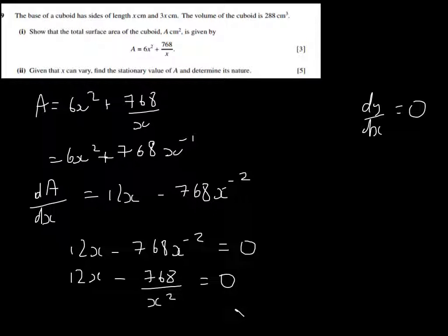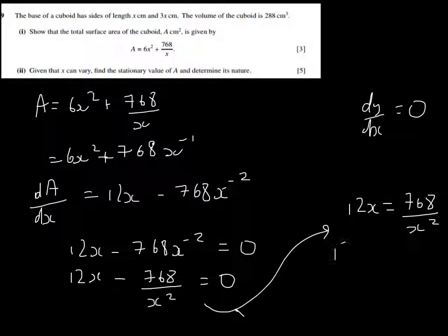And what I'm going to do is move that to the right hand side. So I get that. And then I'm going to multiply both sides by x squared. So I get 12x cubed equals 768. So x cubed equals 768 divided by 12, 64. And so then x equals the third root of 64. Which is 4.